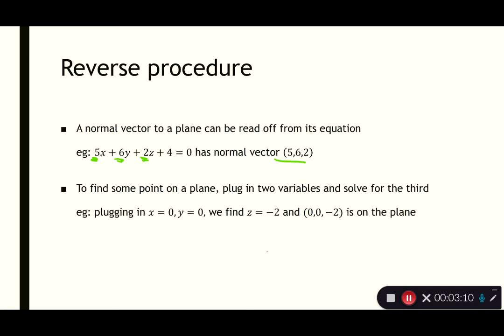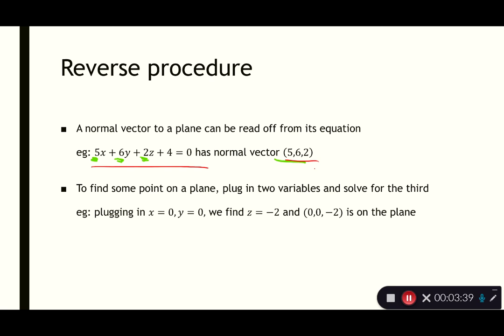So if we have the equation for the plane and we want to go backwards and figure out a normal vector, that's actually very straightforward. If we have an equation for a plane that looks like the left-hand side here, we could just pluck off the coefficients of x and y and z and stick them in a row vector in that order, and that gives us a normal vector to the plane. It's nice that you can go so cleanly between those two procedures.